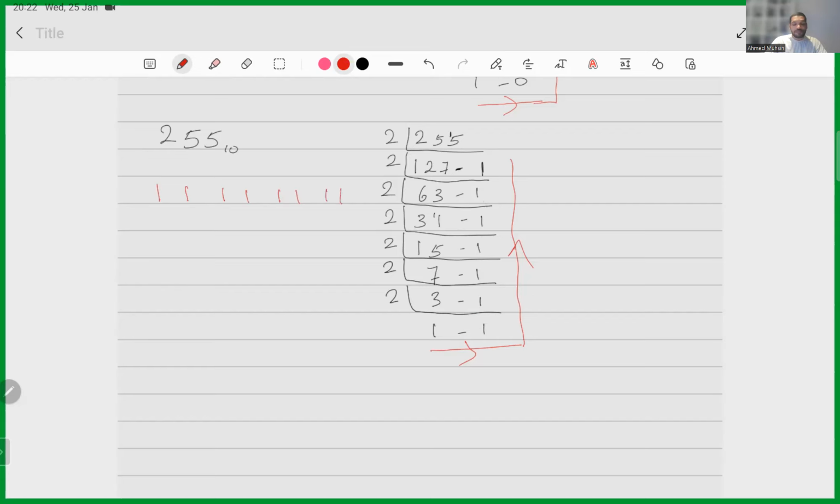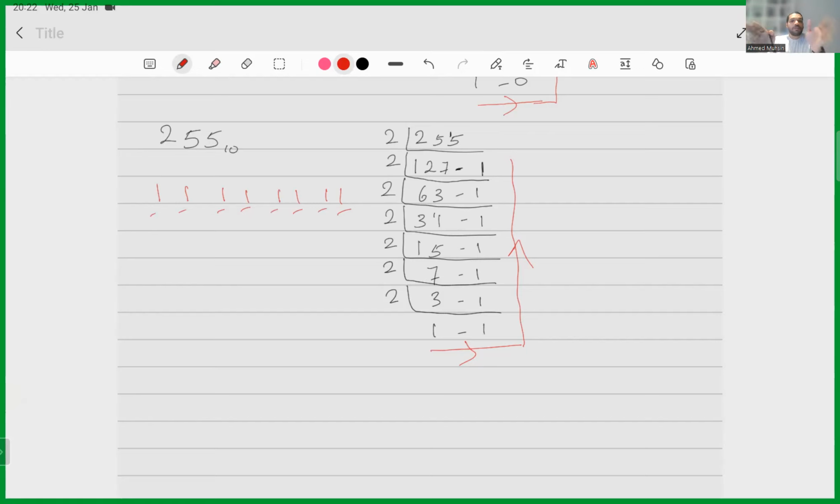In this case, guys, we do not need to add any extra zeros because we have 8 digits over here: 2, 3, 4, 5, 6, 7, 8. We have 8 digits, so we do not need to add any more zeros in front of it to make it 8 bits. There are already 8 bits over there.